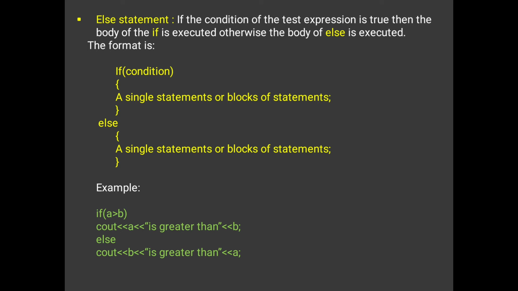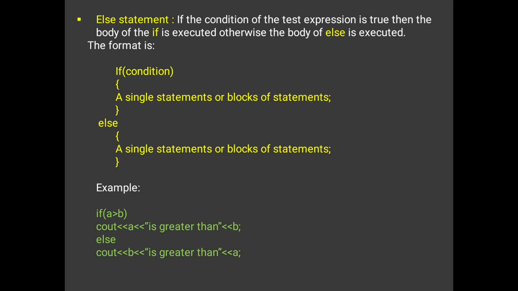Based on the example, if A is greater than B, and A is greater than B is a relational expression, right? So it compares the values of the two variables, A and B. If the value of A is greater than B, cout "A is greater than B" will be printed out. However, if the value of A is smaller than B, the else will execute cout "B is greater than A". Okay, so this gives you an alternative answer if the test condition turns out to be false.